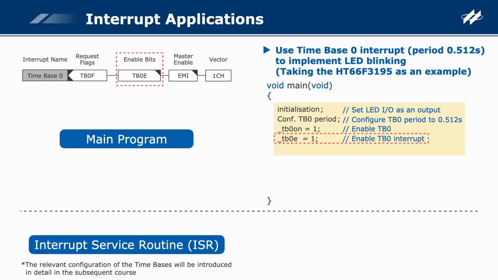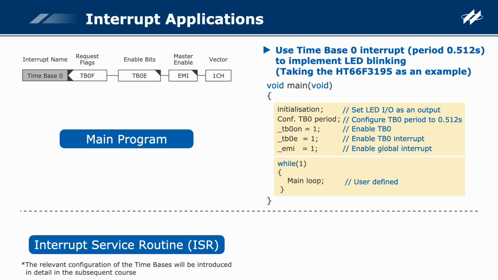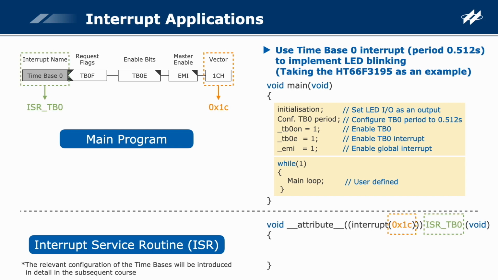Enable the time base 0 interrupt function. And enable the global interrupt. According to the solution, edit the main loop program. Before writing the interrupt service routine, we first define the interrupt service routine name and find the corresponding time base 0 interrupt address. Then, in the interrupt service routine, the blinking effect of the LED is realized by toggling the I/O level of the LED.